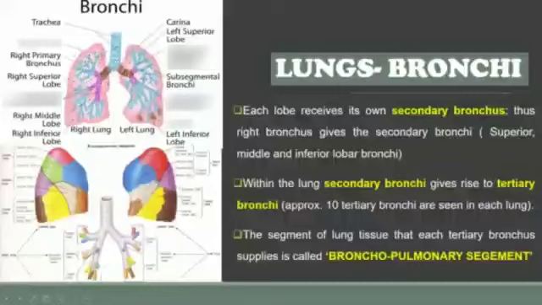So in this slide, what we have learned is each lung receives one primary bronchus. This primary bronchus divides into secondary bronchi. Each secondary bronchus enters one lobe, hence they are called lobar bronchi. Each secondary bronchus again subdivides into tertiary bronchi, and the part or area of the lung which receives the tertiary bronchi, you call it a bronchopulmonary segment.